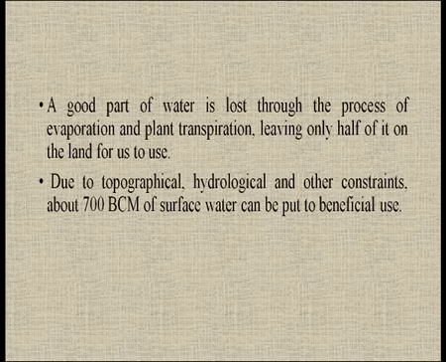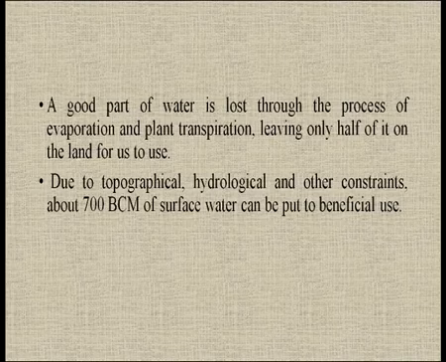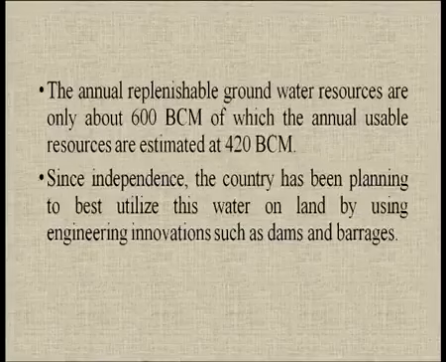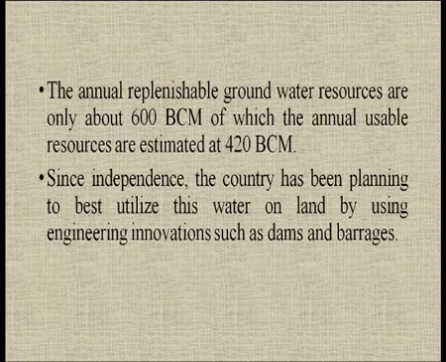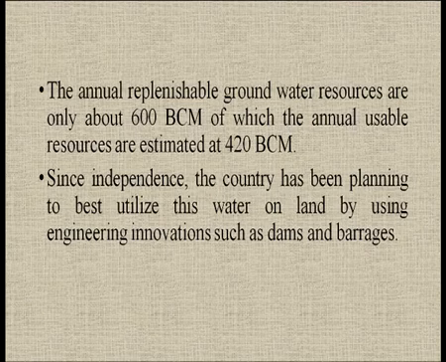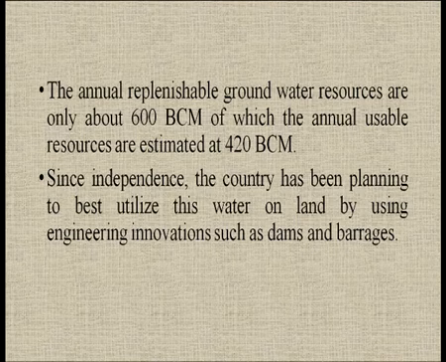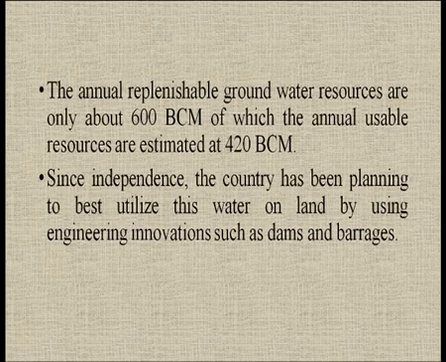Due to topographical, hydrological and other constraints, about 700 BCM of surface water can be put to beneficial use. The annual replenishable groundwater resources are only about 600 billion cubic meters, of which the annual usable resources are estimated at 420 BCM. Since independence, the country has been planning to best utilize this water on land by using engineering innovations such as dams and barrages.